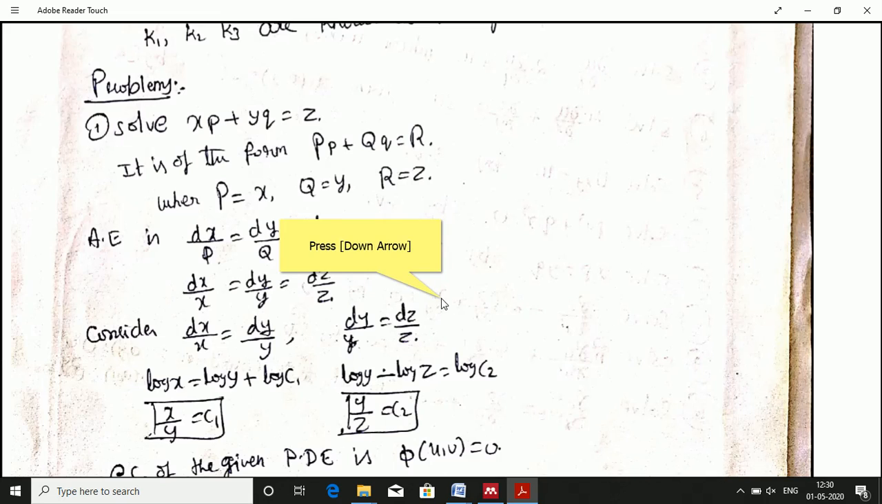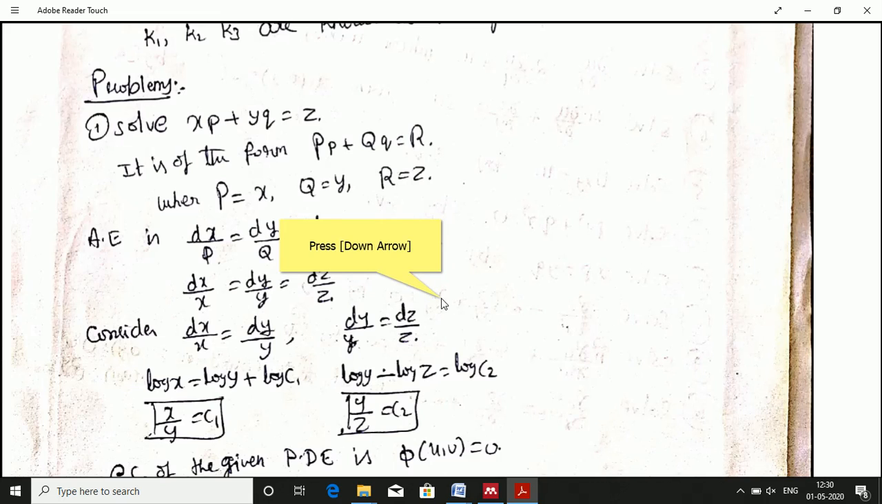Consider any two ratios. First I consider the first two ratios: dx by x is equal to dy by y. There the variables are separated, so on integration, integral of 1 by x dx is equal to integral of 1 by y dy plus some constant of integration, log c1. Integration of 1 by x is log x, and integration of 1 by y is log y, plus log c1. Or else we can put that in the form log x minus log y is equal to log c1, or logarithm of x by y is equal to log c1. Cancel log on both sides. x by y is equal to c1 is one solution.